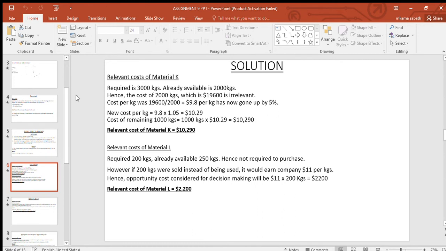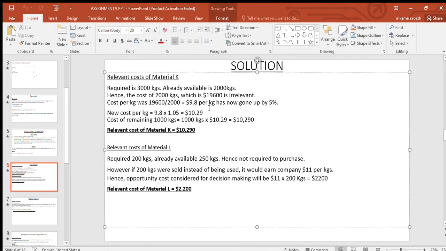Solution. Here we are asked to find the relevant cost of materials K and L, right? So here we start with K. The required is 3,000 kgs. We already have 2,000 kgs. Hence, the cost of the 2,000 kgs, which is 19,600, is irrelevant for the price. The cost per kg was 19,600 divided by 2,000, so per kilogram would be $9.8, whereby it has gone up by 5%.